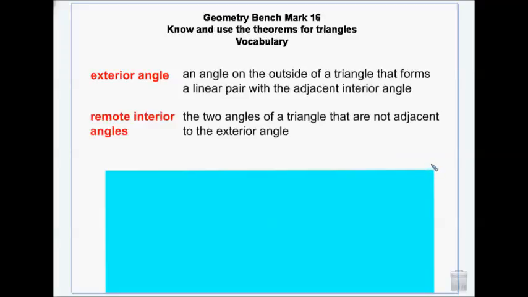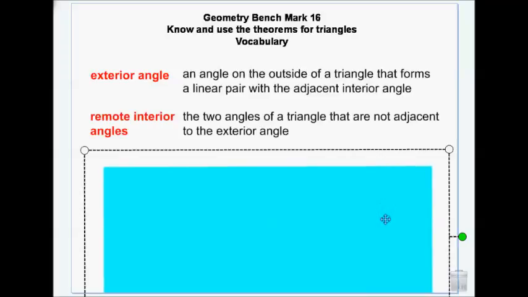So an exterior angle is any angle on the outside of a triangle that forms a linear pair with the adjacent interior angle. And a remote interior angle is the angles on the inside of the triangle that are on the other side of it. So if you think about your remote control, you use a remote control so that you can control things from far away. These angles are far away from the exterior angle.